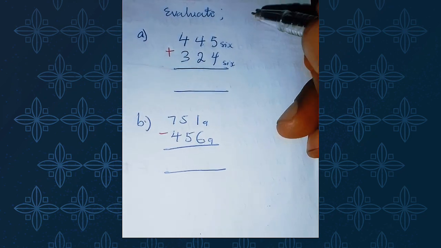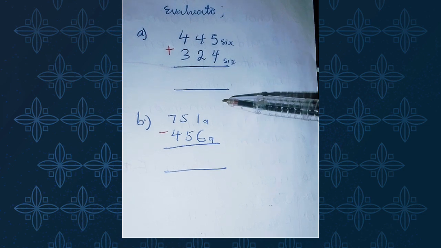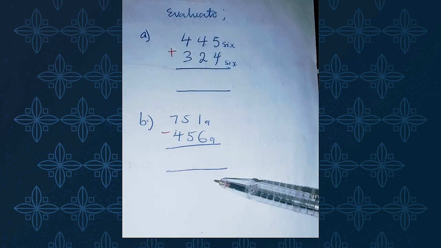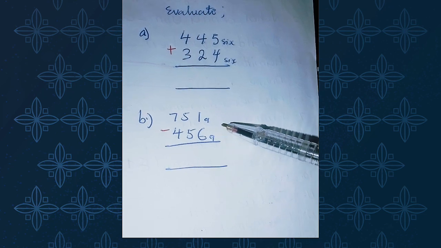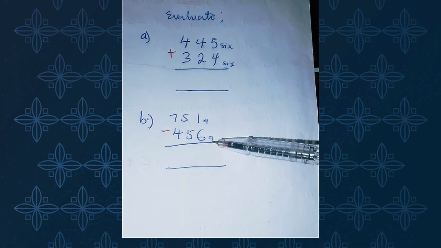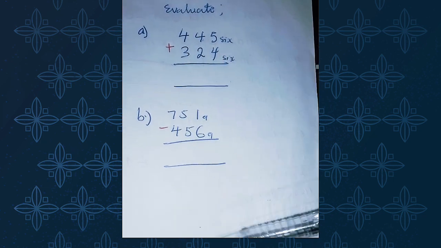Alright, let's consider this question. We are asked to add 445 and 324 in base 6, and then subtract 456 from 751 in base 9. So this is in base 6 and this is in base 9. You can spell it as 9 or write it as a figure, it's the same thing.